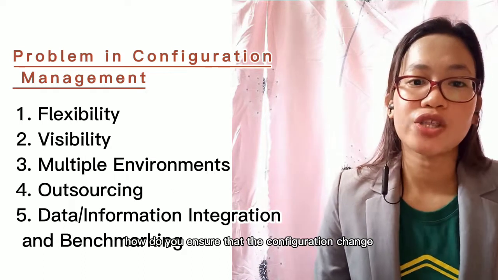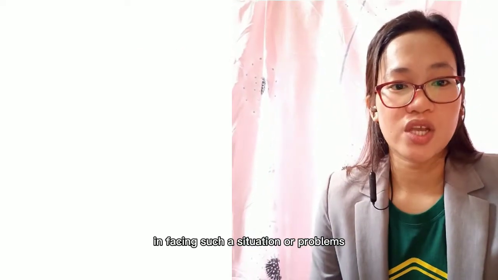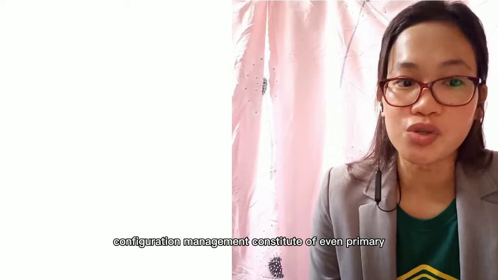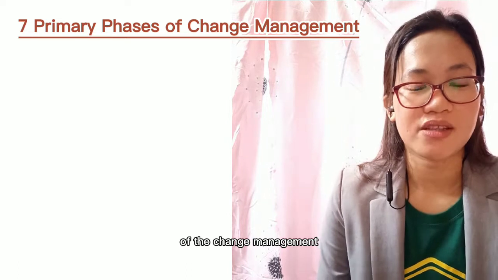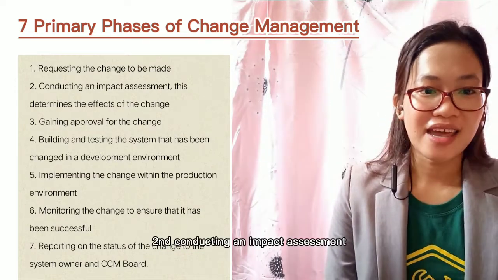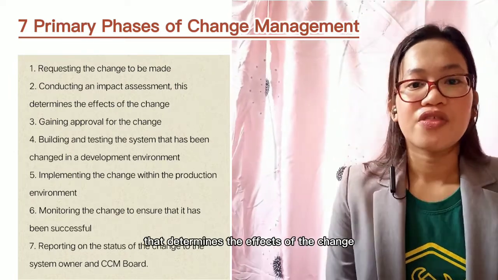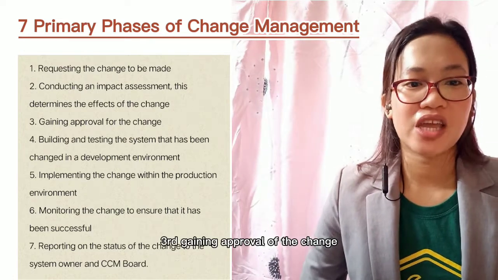How do you ensure that the configuration changes you make are the right ones? In facing such situations or problems, configuration management consists of seven primary steps of change management. First, requesting the change to be made. Second, conducting an impact assessment that determines the effects of the change. Third, gaining approval of the change.